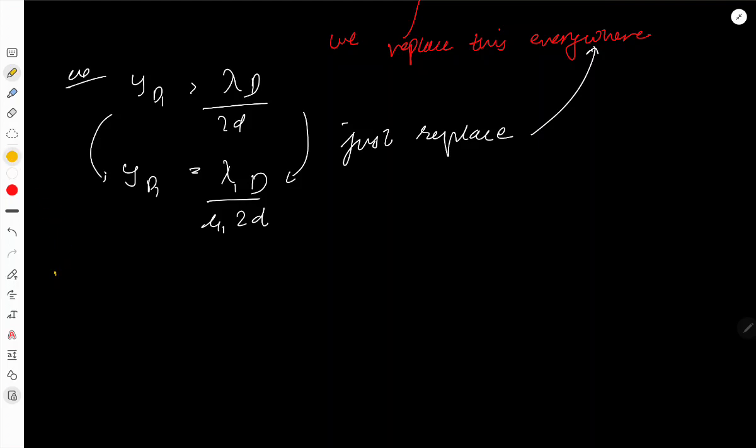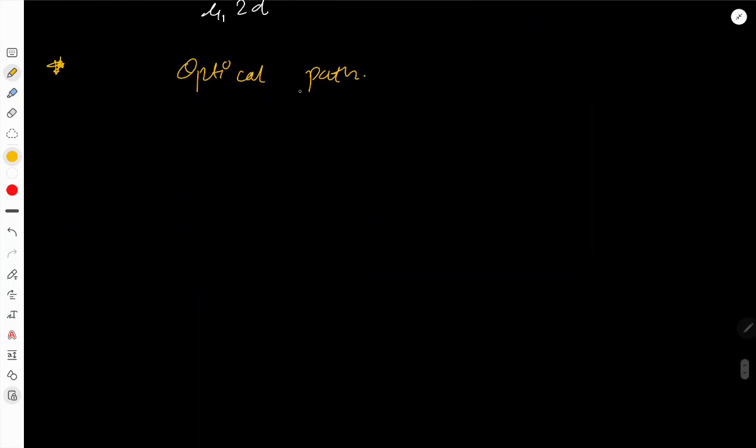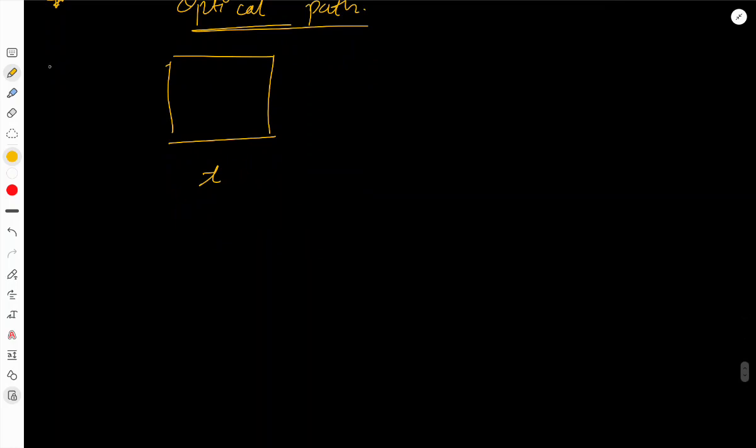So now let us understand the new concept of optical path. What an optical path is, actually: I put a glass slab having a thickness of t. So this is our case 1, wherein I'm sending a light ray from here. Now it has a velocity v and a refractive index of mu.